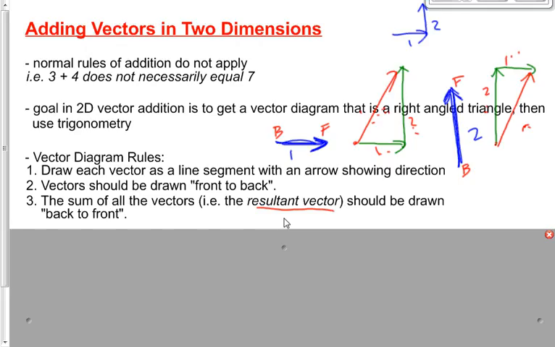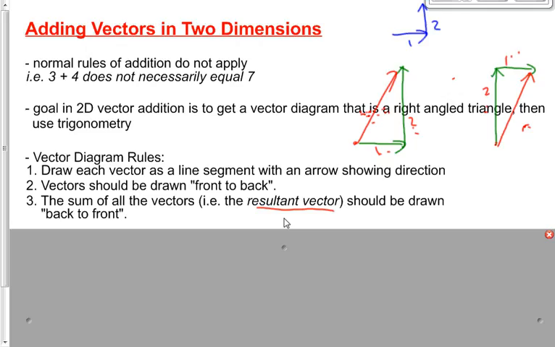Now, how are we going to find the value of that red vector? We know that we've got to draw two vectors. Both vectors are line segments with arrows on the end of them showing direction. We know we've got to put those two vectors together such that the front of one vector goes to the back of the next vector. And we know we have to draw a resultant vector, the sum of the vectors, from start to finish, or back to back, front to front. So how do we find out what the value of that vector is? How do we find out what the sum of that vector is?